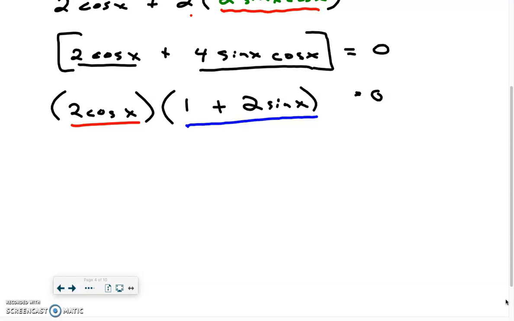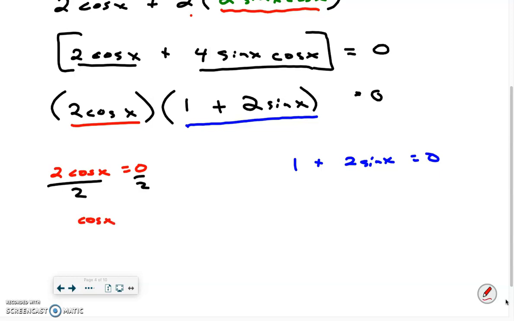So we're going to set each factor equal to 0. So we're going to go ahead and say 2 cosine x equals 0. And here in a minute, we're going to say that 1 plus 2 sine x is also equal to 0. So we're going to solve these separately. I'm trying to isolate the trig function, so I don't want 2 cosine x. I just want the cosine x. I'm going to divide both sides by 2, and we have it now. Cosine x equals 0 divided by 2 is 0.